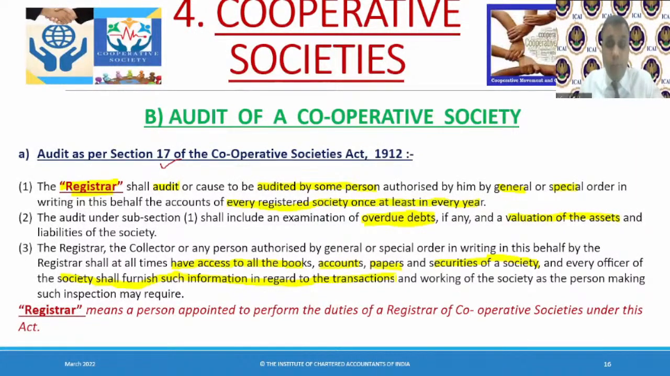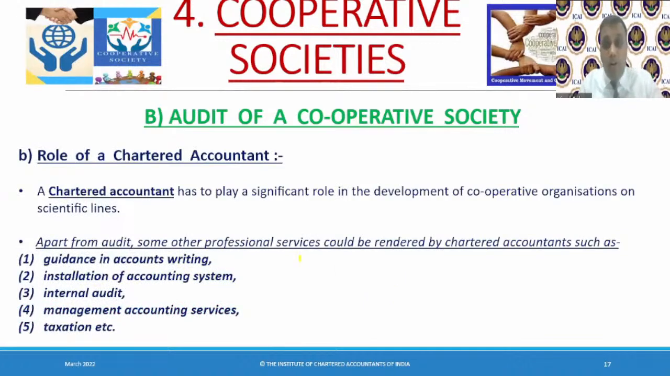Okay, this was a point. Then a chartered accountant can play a role in the development of a cooperative organization. They can give them guidance in accounts writing, installation of the accounting system, internal audit, management accounting services, and taxation. Accounts writing, we all understand. Then we have the installation of accounting system, again fine. Internal audit services, management accounting services, basically related to the financial management part, and taxation services.